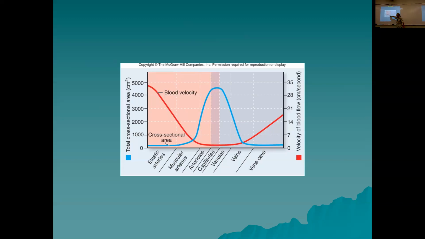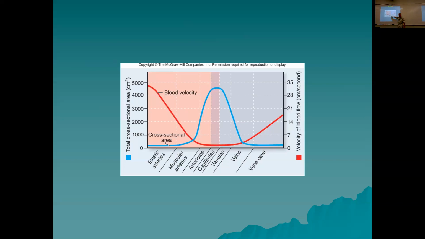And when you get down to capillaries, you have more cross-sectional area in capillaries than any other blood vessel. You have more capillaries than any other blood vessel. So the blood is flowing really slowly through capillaries. And that's good, because that's where gas exchange occurs and nutrient exchange and everything. And you want time for that to happen, so you want the blood to go slow.